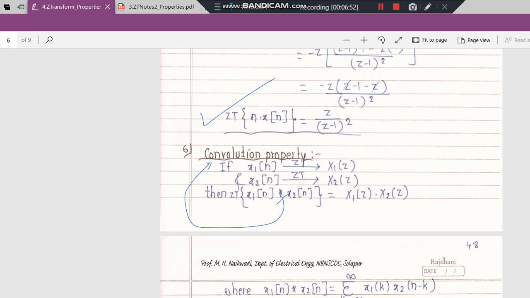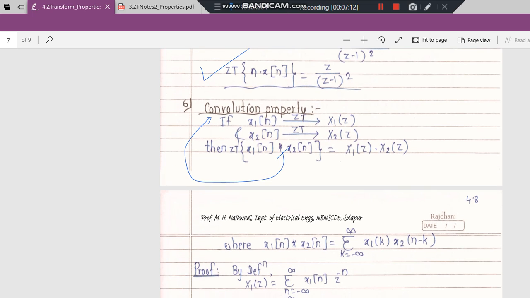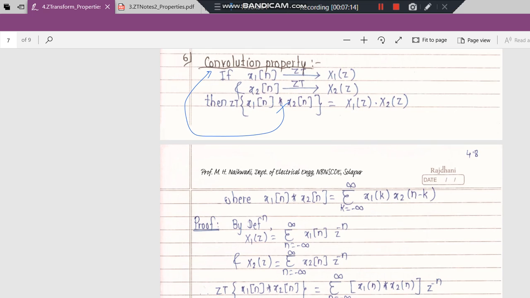So when two signals are given in the time domain and we are asked to find the z transform of the convolution of those two sequences, simply we can find their z transforms and multiply them in the z domain to get the z transform of the convolution of the two sequences. So this is so simple. How to prove this property? For proving it, we should know the equation of convolution, which we have already studied in the first section.